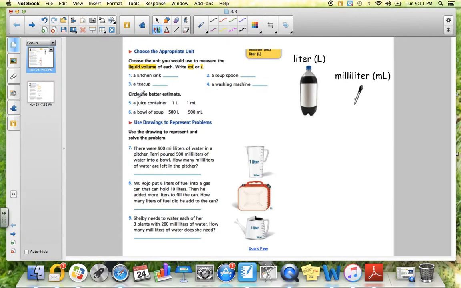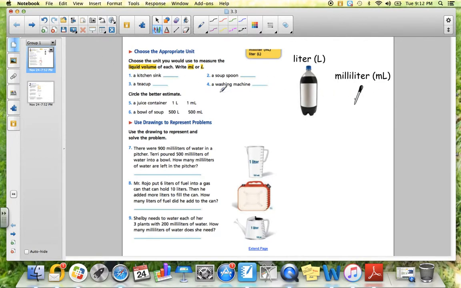Okay, so it says, make sense of problems involving liquid volume. I have gone ahead and put these pictures you see right here, the liter and milliliter, on this so that you can see what a liter is. You probably all know what a liter of pop looks like. It's fairly big. And then a milliliter is like an eyedropper. So it's teeny tiny.